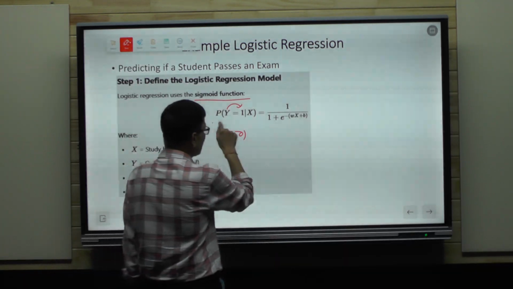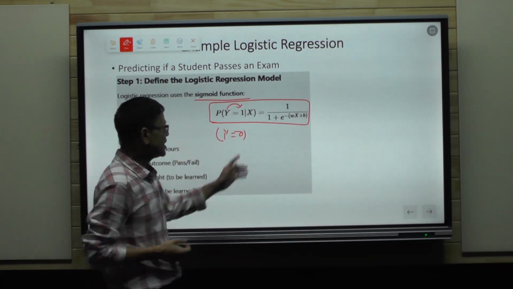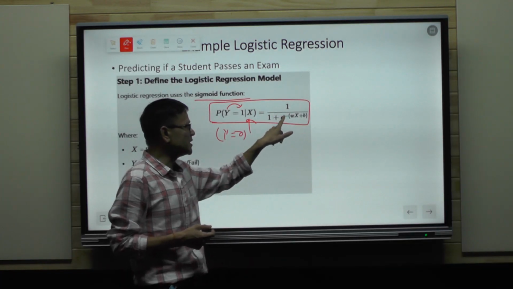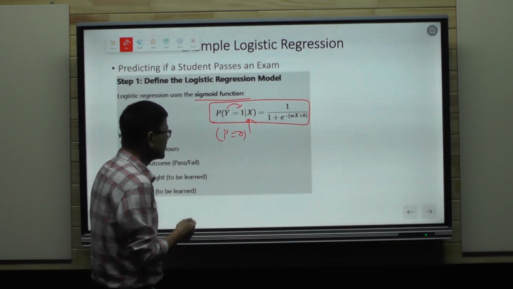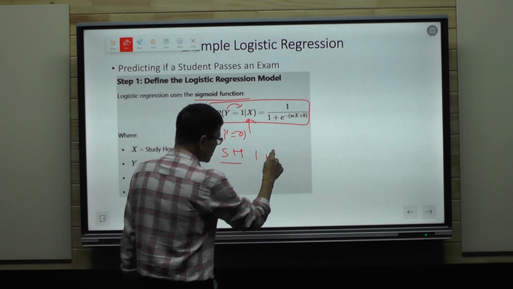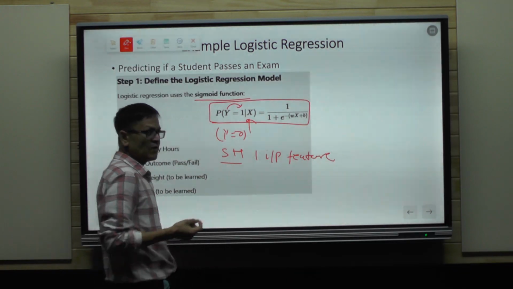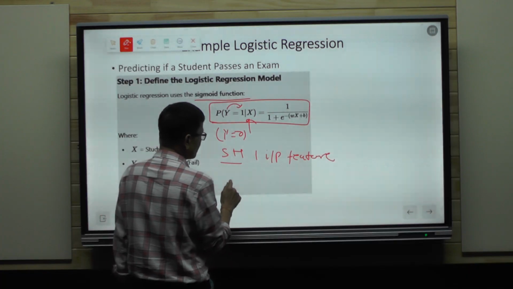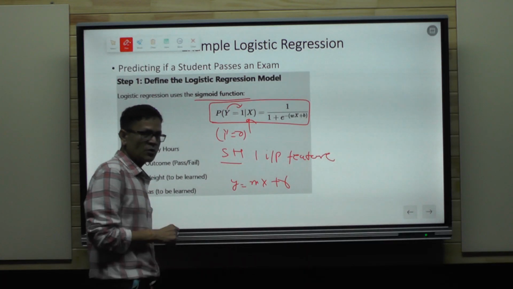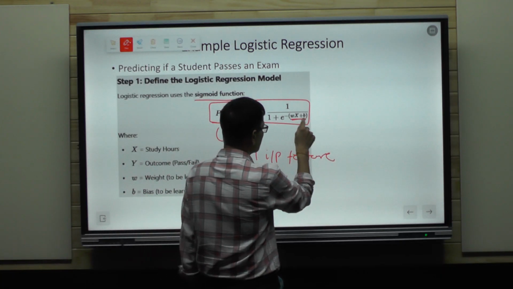So we need to find the probability of y, that is the student passes, on the entire data set of x, provided that our sigmoid function is 1 upon 1 plus e to the power minus (w x plus b). And remember, in the data set we have only study hours. So that is the one input feature. So the equation of the line, if you simplify that, is y equals mx plus b, because we need a line. So that equation is inserted over here.